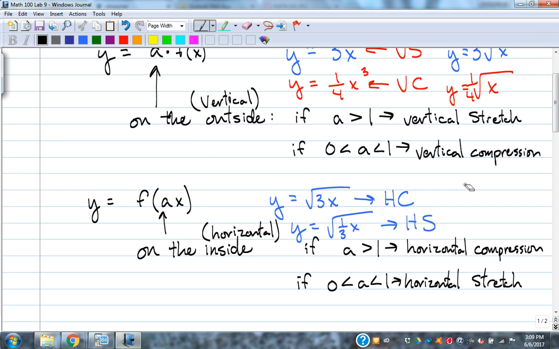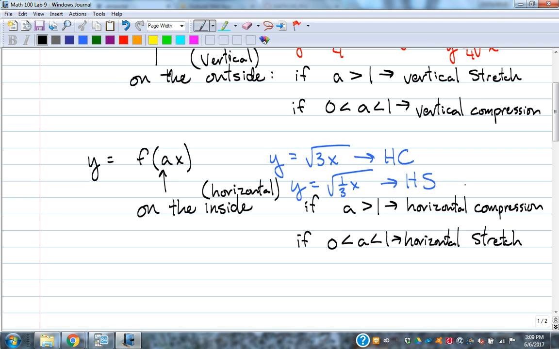When you look at the horizontal shrink or compression, it works in the opposite direction. If you're multiplying by a larger number, it's a horizontal shrink or horizontal compression. If this a is a number between 0 and 1, a small fraction, it's a horizontal stretch, pulling it outward horizontally.